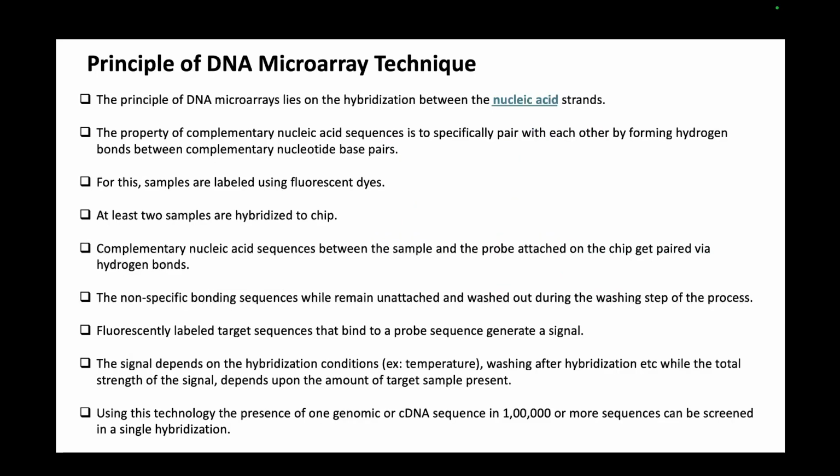So, the principle of DNA microarray technique lies on the hybridization between the nucleic acid strands. That is the most important part because you already have a DNA probe. You need another DNA to come and bind to it and release a signal that you can capture. The property of complementary nucleic acid sequences is to specifically pair with each other by forming hydrogen bonds between the complementary nucleotide base pairs. For this, samples are labeled with fluorescent dyes, as I was saying.